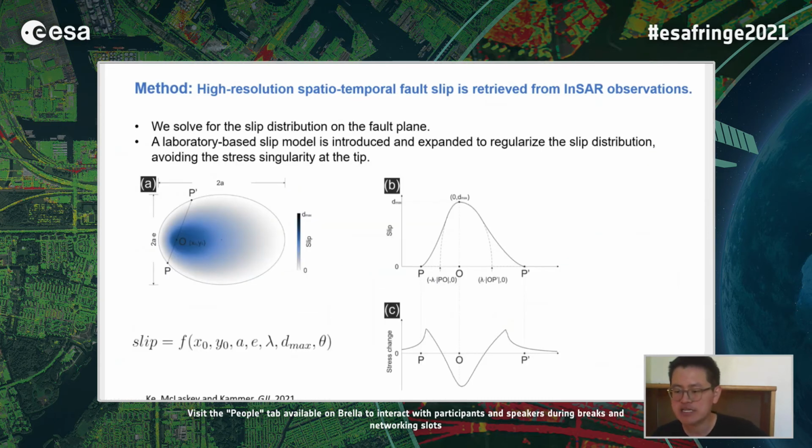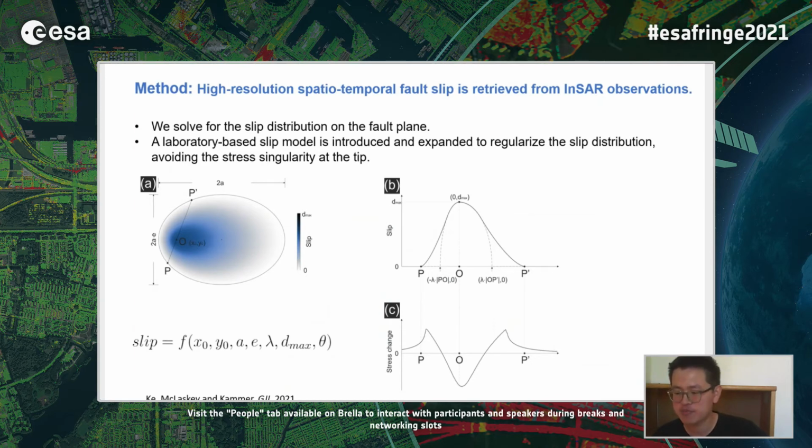We want to solve for the slip distribution on the fault plane. As we saw in Sami's presentation yesterday, this problem is ill-posed and requires regularization. Usually, regularizations are done by imposing smoothness or statistical properties. Here we present an alternative physically informed regularization approach.